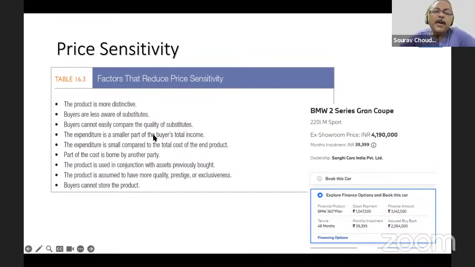Now, the expenditure is a smaller part of the buyer's total income. That's what I said, luxury products are usually inelastic. Because buying a Louis Vuitton purse, or possibly even a BMW car, does it make any difference to Mukesh Ambani? No, it won't. It's a very small part of their total income. They don't even bother. That's when price sensitivity is less. For such products, price sensitivity is less. The expenditure is a small part compared to the cost of the end product.